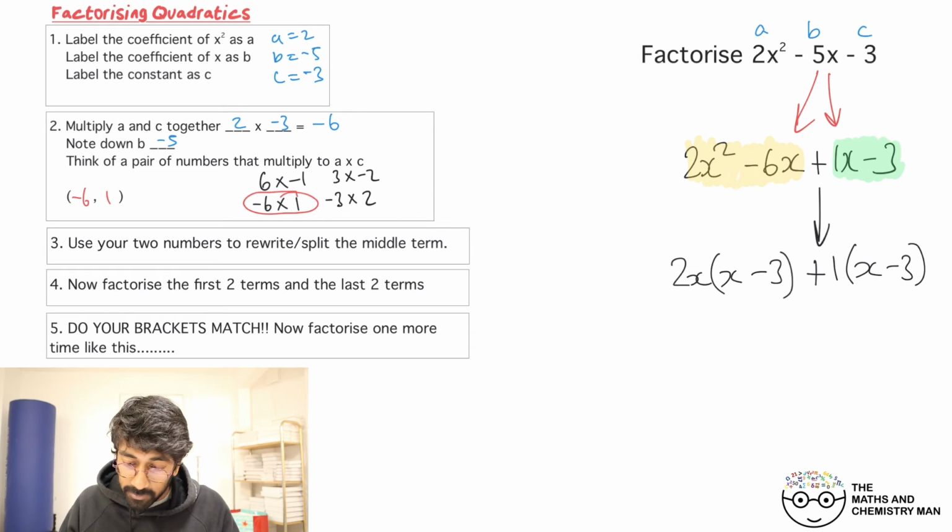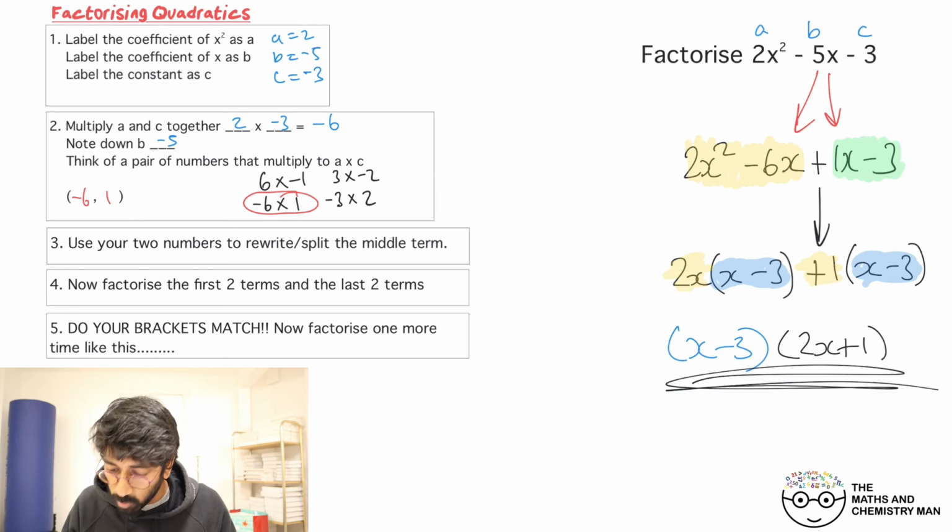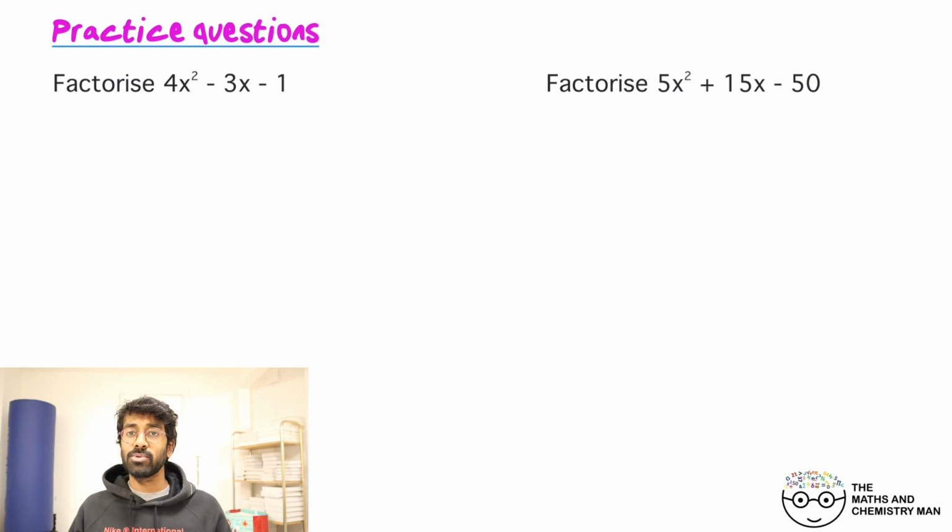Now then, these match up pretty well. So we've got x minus 3 and x minus 3. So that forms my first bracket, x minus 3. And then whatever's left over, which is 2x and plus 1, that there's going to give you the second bracket. So there it is, 2x plus 1. And that's factorized. So there we go. That's all done. 3 examples completed.